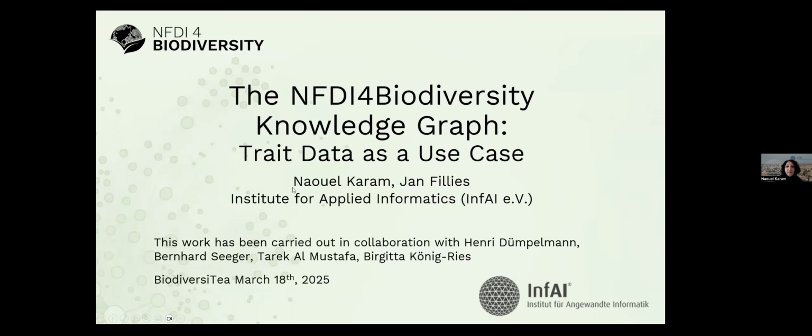So I'll be presenting the NFDI4Biodiversity knowledge graph with the use case for trait data. This is work I carried out with my colleague Jan Phyllis and also colleagues from the NFDI4Biodiversity, Henry and Bernard from Uni Marburg, and Tarek and Brigitta from Uni Jena.